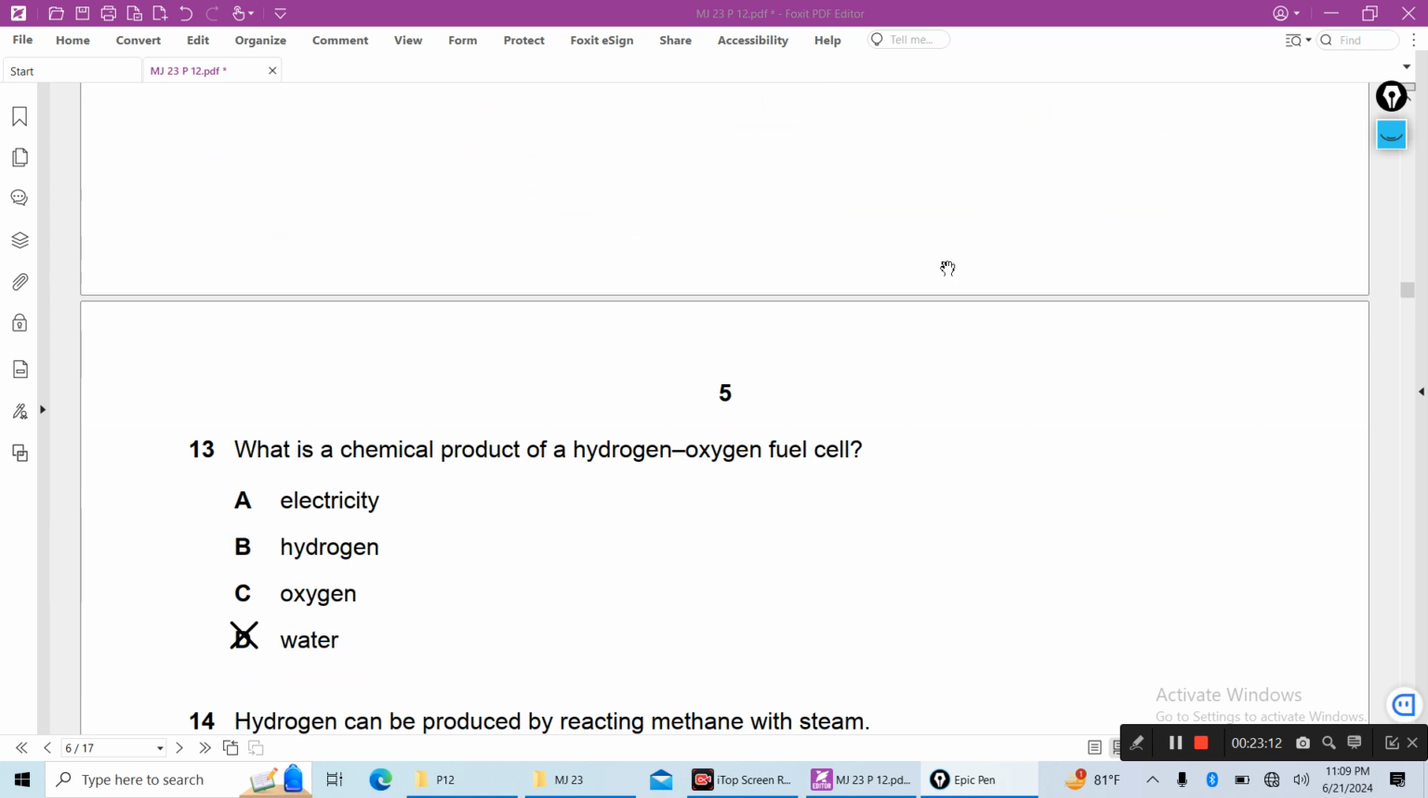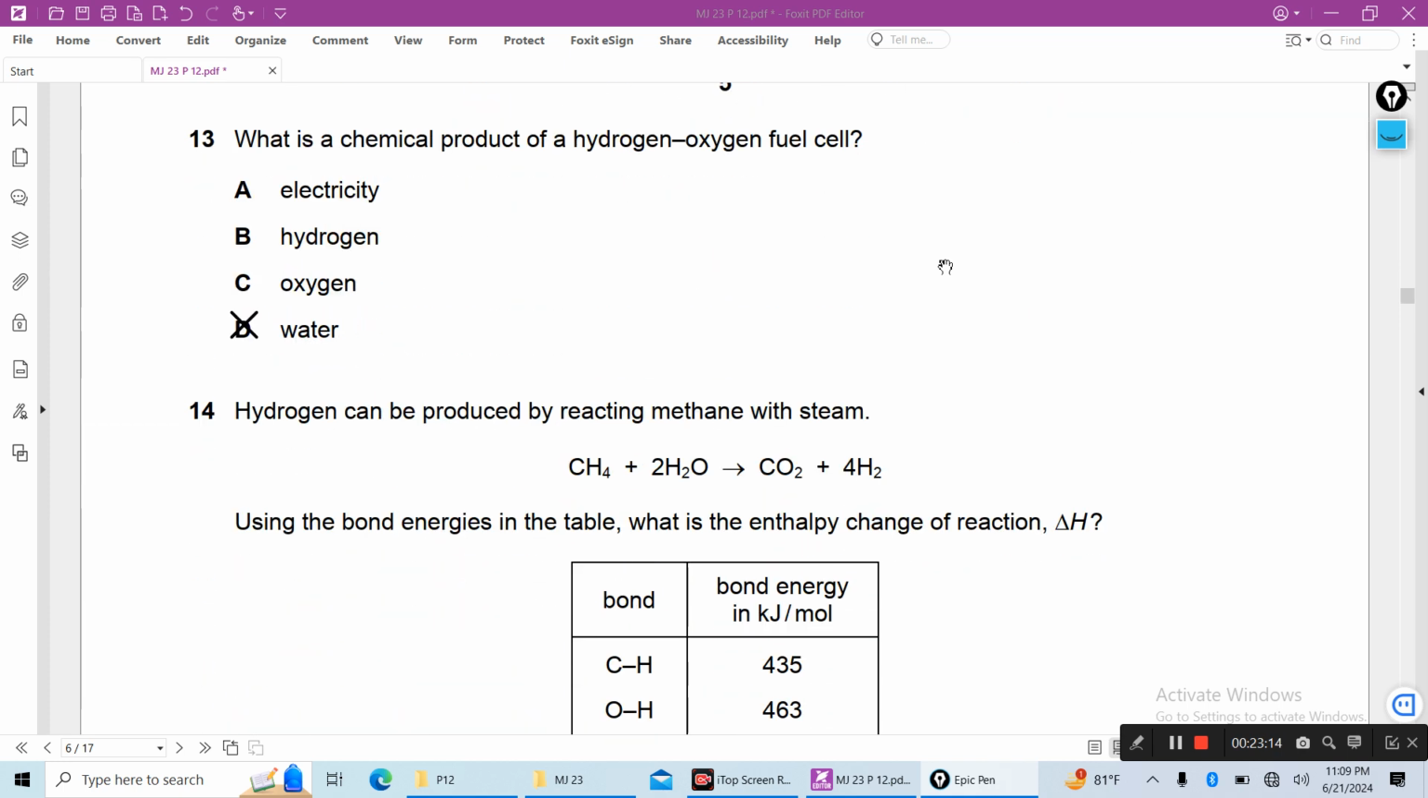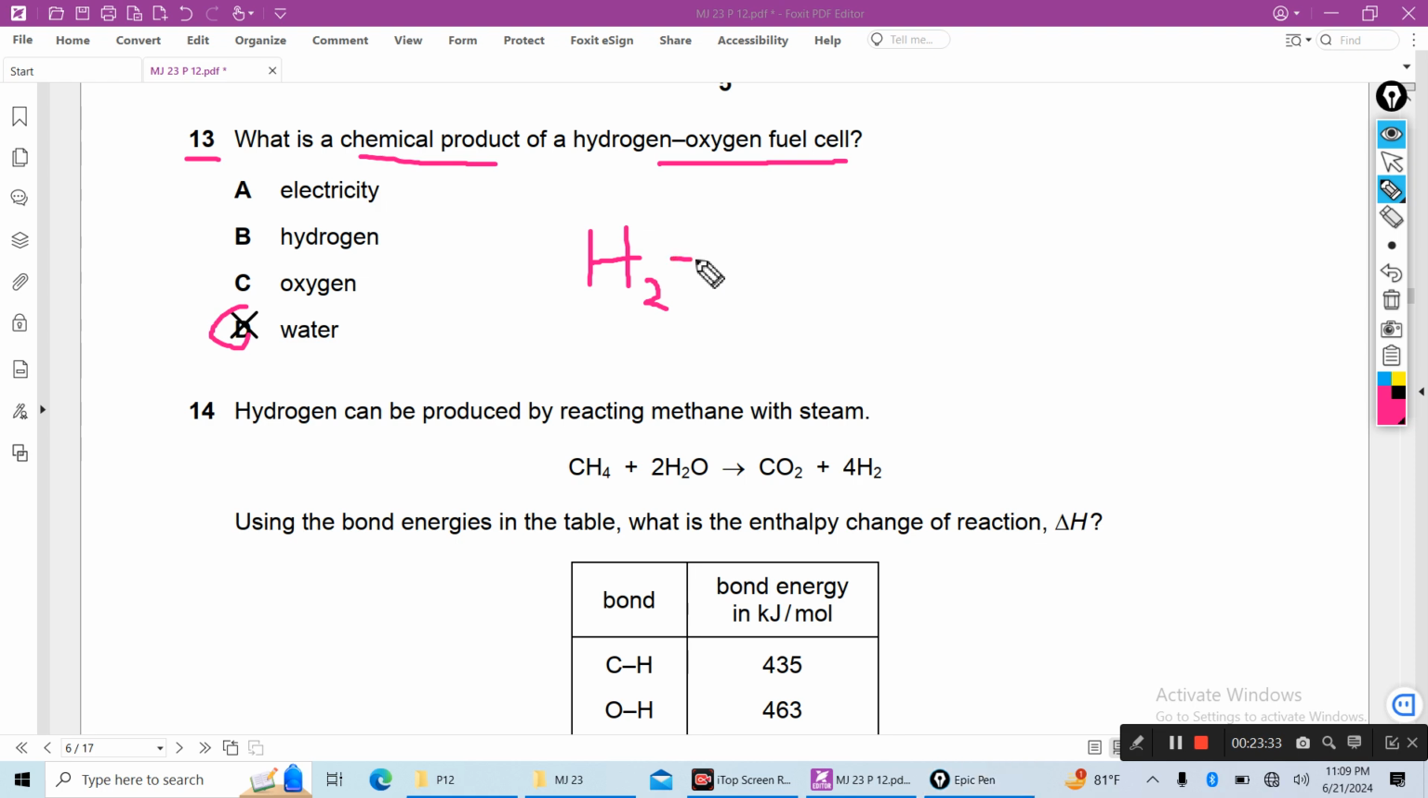Next, what is the chemical product of a hydrogen oxygen fuel cell? This is the answer, D, water. Hydrogen reacts with oxygen to produce water. So in a hydrogen oxygen fuel cell, the chemical product will be water.